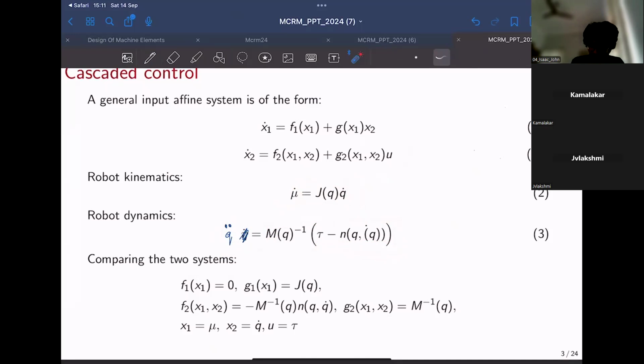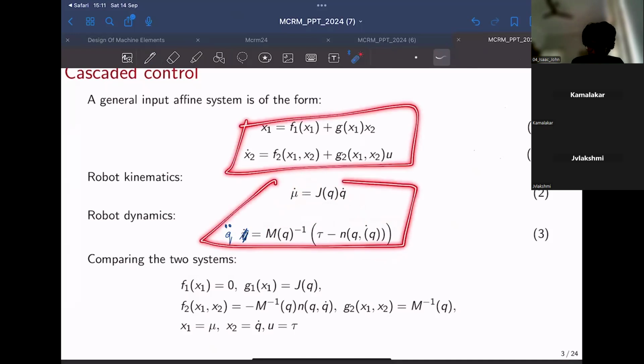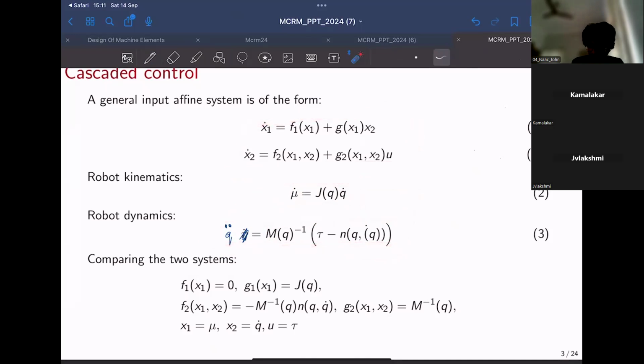And if you compare each of these terms from this system and this system, you will be able to match them. So in this equation, f1 is 0, g of x1 is basically this term, and x2 would be this term, and similarly so on and so forth. And the control input u here would be this torque vector tau. That is what we would be supplying as inputs to the robot's joints.